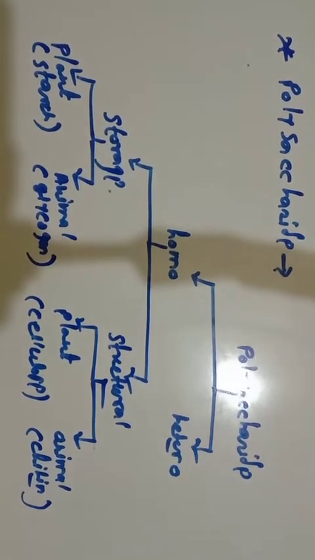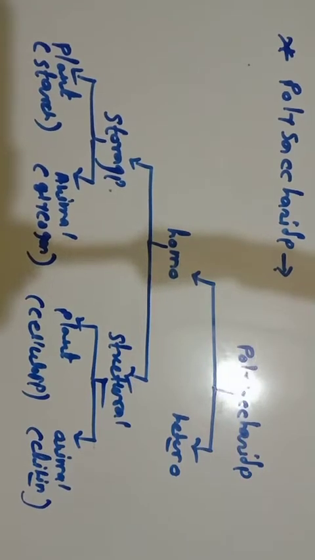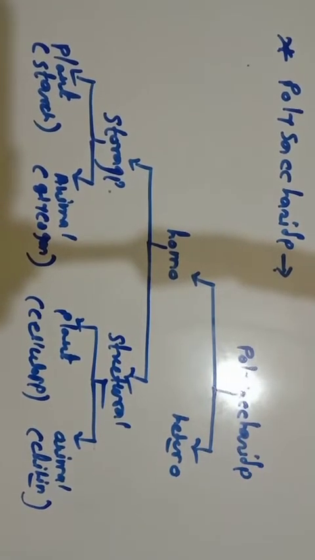So, what is this polysaccharides? Polysaccharides are found in nature, and there are two types of these polysaccharides. One is storage polysaccharides, and second that is structural polysaccharides. These are the high polymers of monosaccharides such as glucose, galactose, fructose, and maltose.